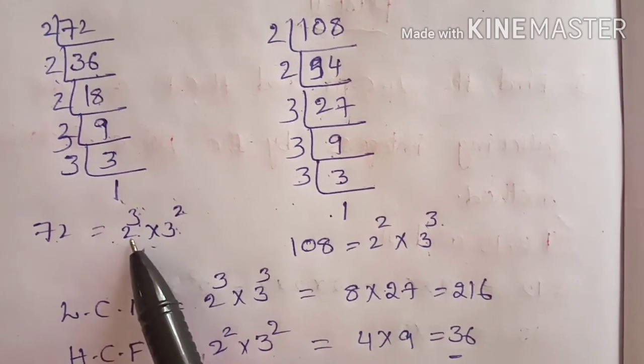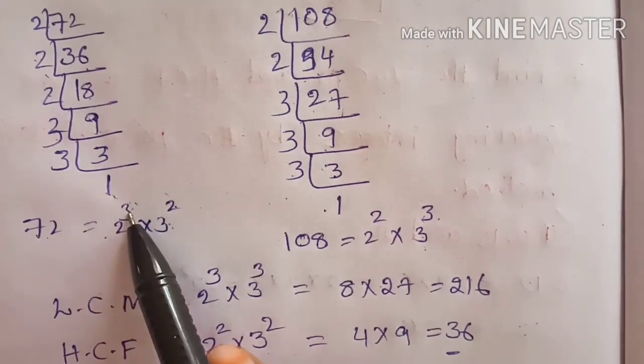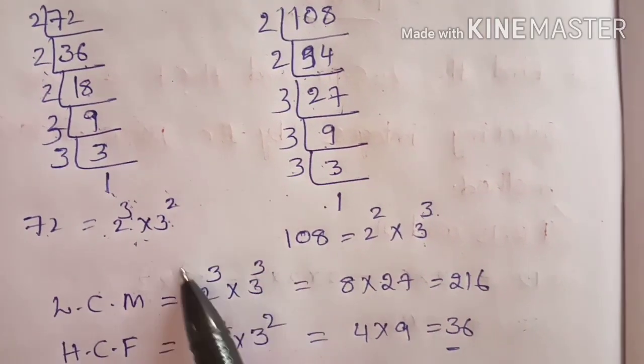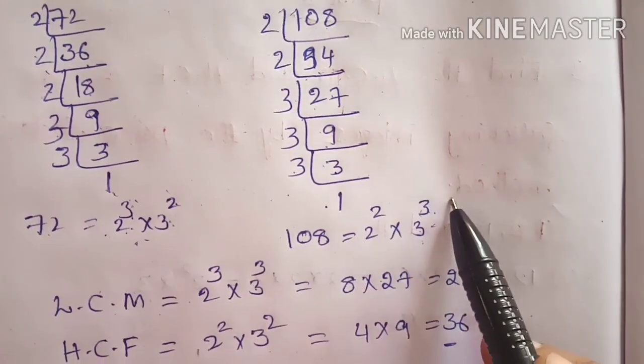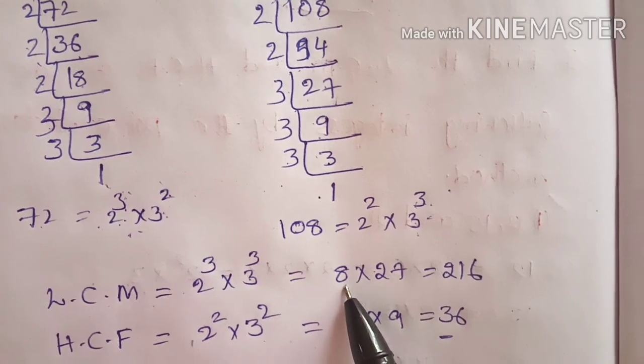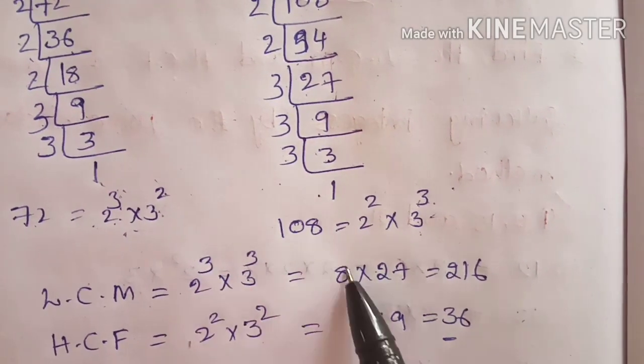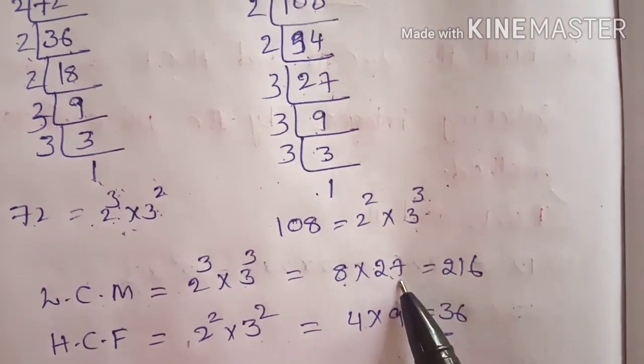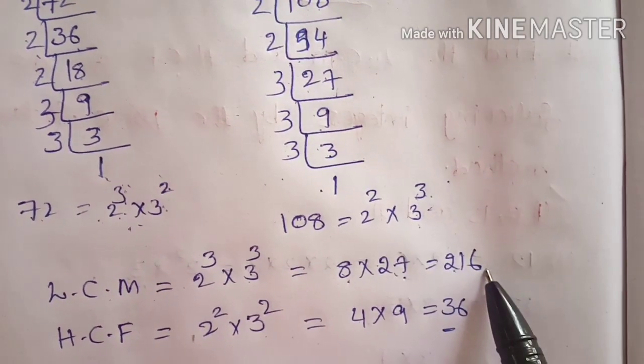Okay. Then LCM, least common multiple. 2 power 3 and 3 power 3. Then you multiply: 2 power 3 means 8, then 3 power 3 means 27. 8 twenty-sevens are 216. Okay.